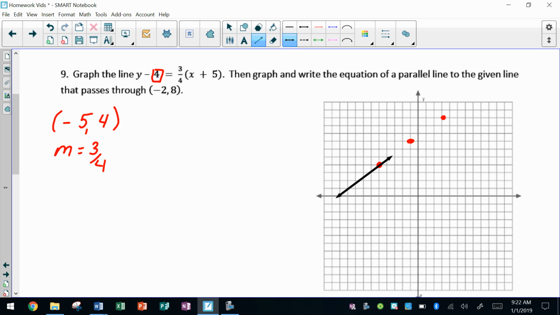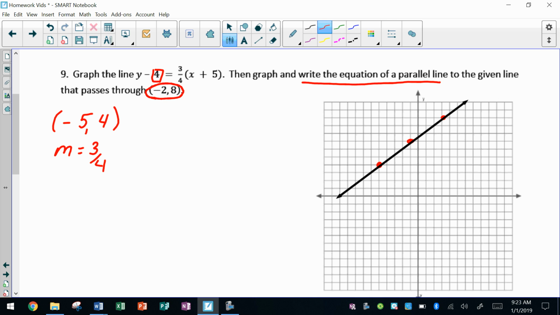Now what they want you to do is they want you to write the equation of a parallel line to the given line, and it must go through negative 2, 8. So negative 2, 8 is here, and of course it has to have the same slope. So that would be the parallel line, and now I'm going to leave you to write the equation of that parallel line. Remember, parallel lines have to have the same slope, and of course it goes through this point.